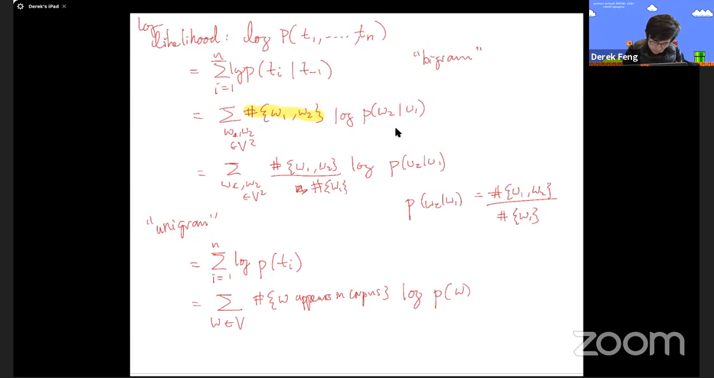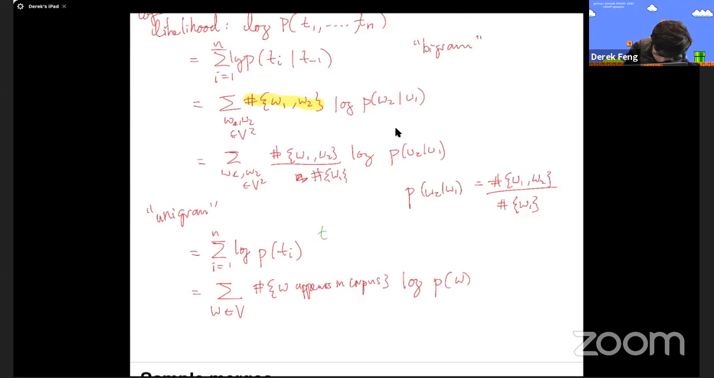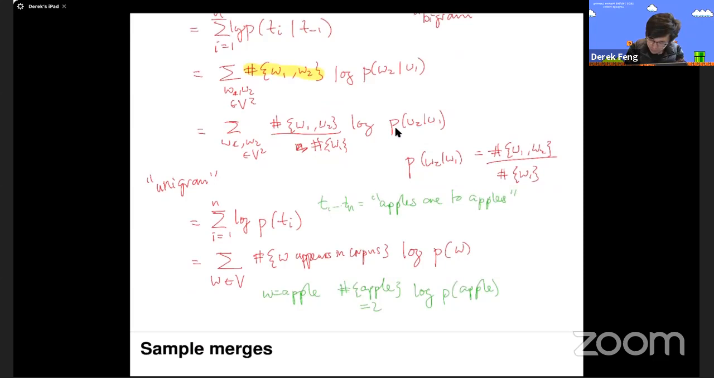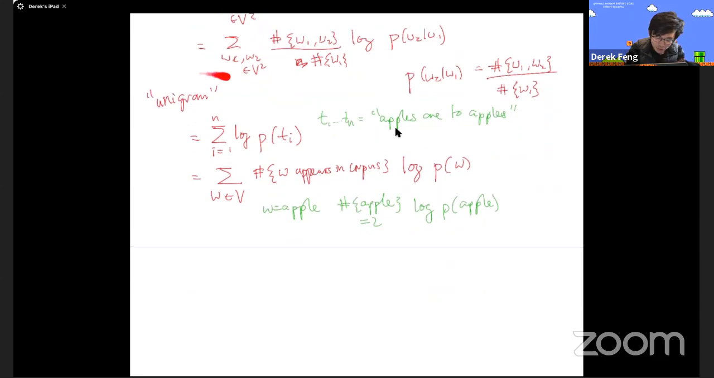Let's be even more explicit here. Suppose my T1 to Tn is "apples are to apples." Then one of these terms is, when W equals apple, the number of times of apple is equal to two. So it would be two times the log probability that I'm going to assign to apple. Ignore this for now; that will be for your homework when I send this. The unigram should be much easier to explain, so let me explain the unigram first and then we can go back to the other one.